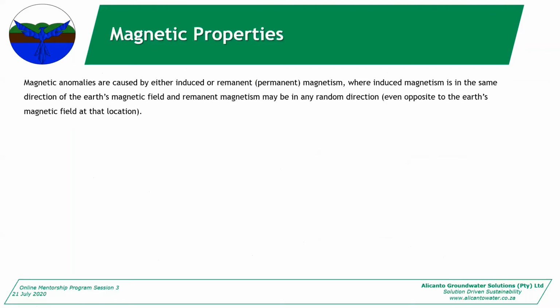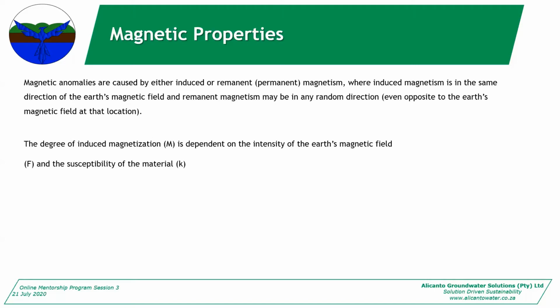Okay, so magnetic anomalies that you pick up are either caused by induced or remnant magnetism, where induced magnetism is the same direction as the Earth's magnetic field, and remnant magnetism may be in any random direction. So if you think about it, your induced magnetism is the spinning of the core, and your remnant is an intrinsic property of that mineral or that deposit. The degree of magnetization is dependent on the intensity of the field, your F, and the susceptibility of the material.